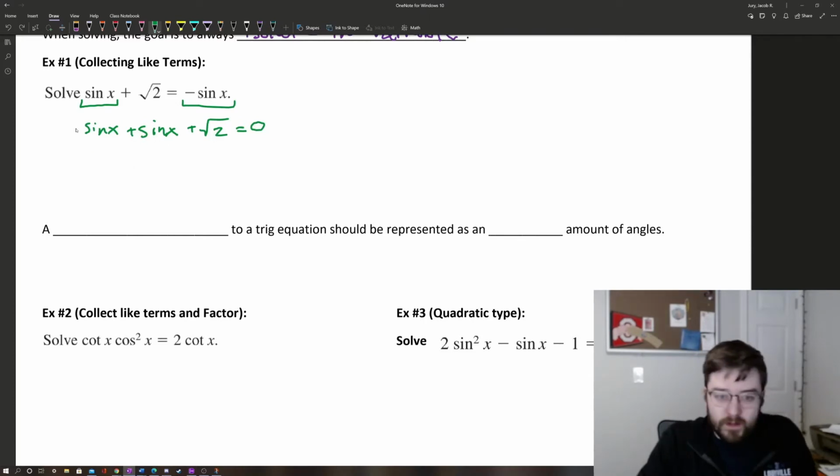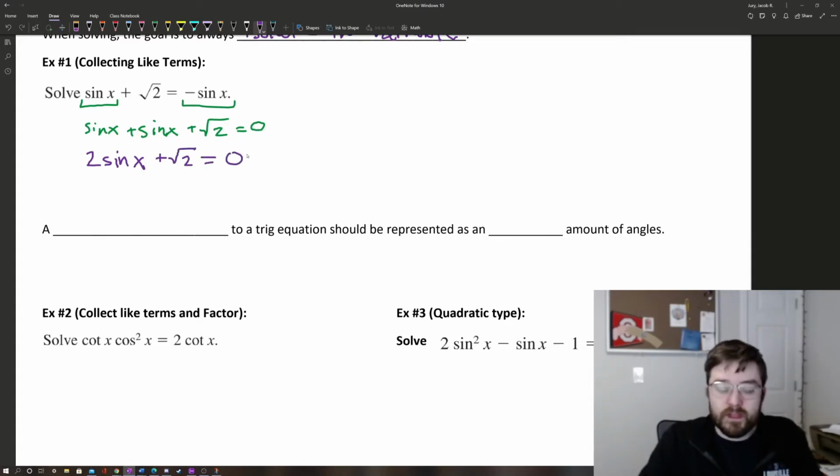So I see two sines added together. If you are ever stuck, and I'll use this strategy later as well, pretend that sine is like a y variable. So we have two y variables added together. That would make two sines, right? So we can use old algebra rules with these trig functions. So I have two sines here, plus radical 2 equals 0.